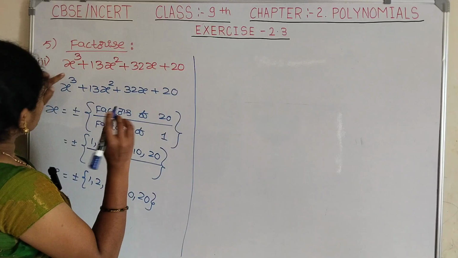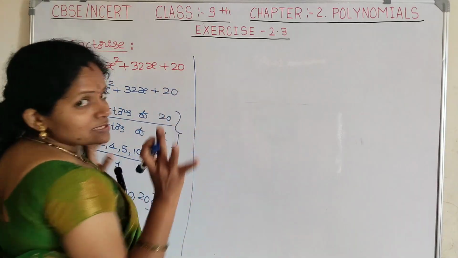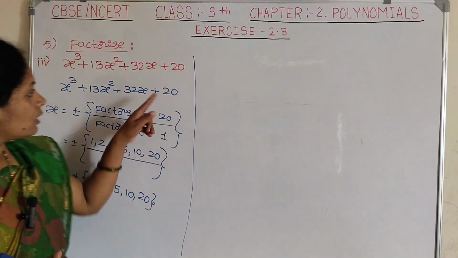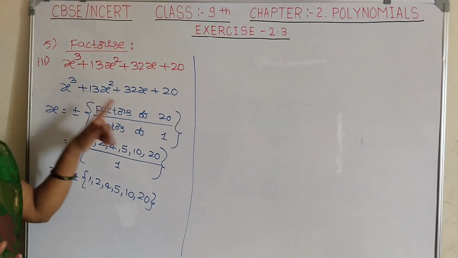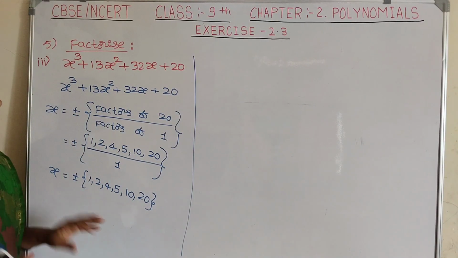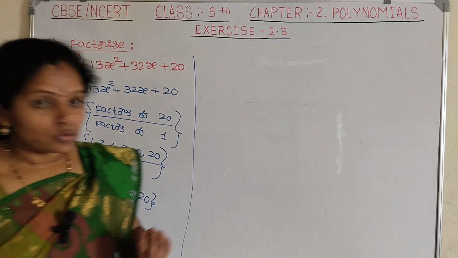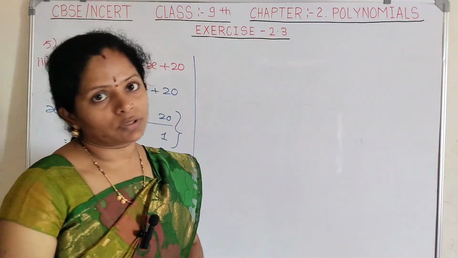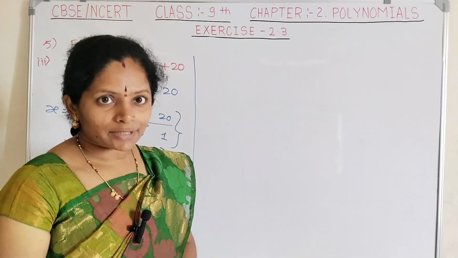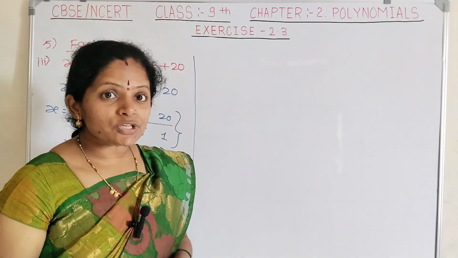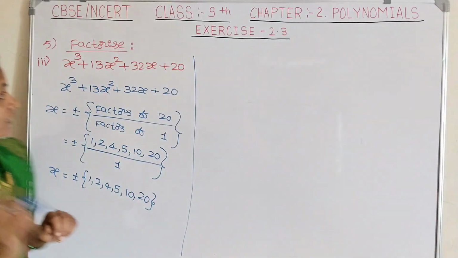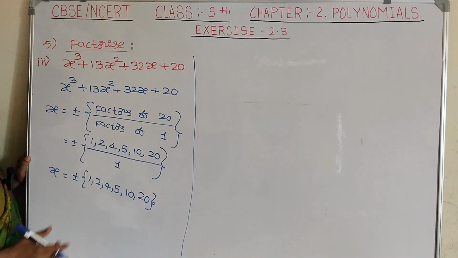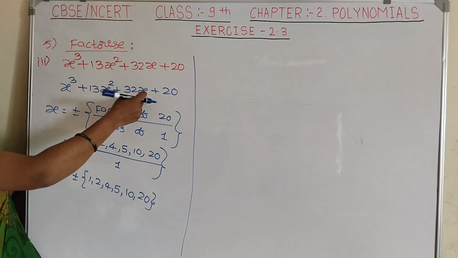Now, if we see the terms of this polynomial, every term is positive. Means there are no chances to get 0 if we substitute a positive number. What do you think right now? So we have to substitute a negative number, so that for x to the power 3 we will get a negative number. 32 into x, we can get a negative number.